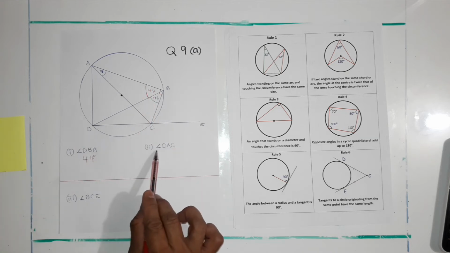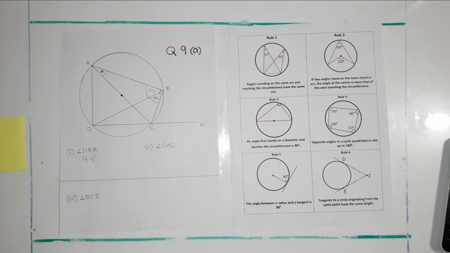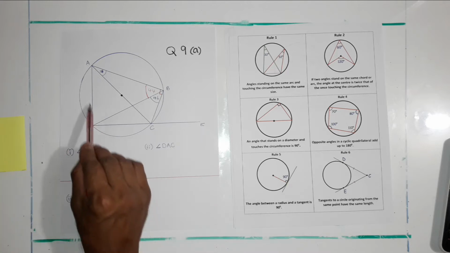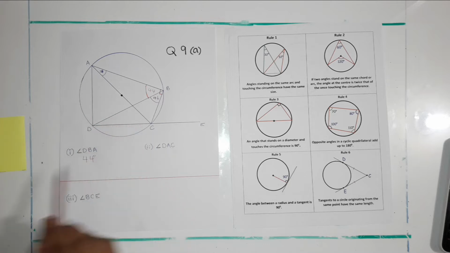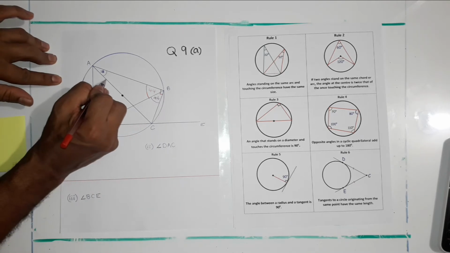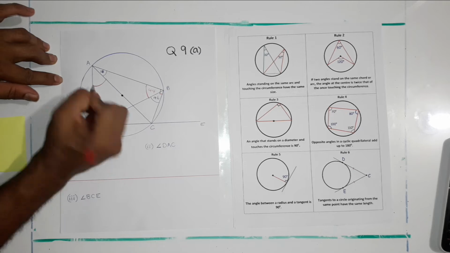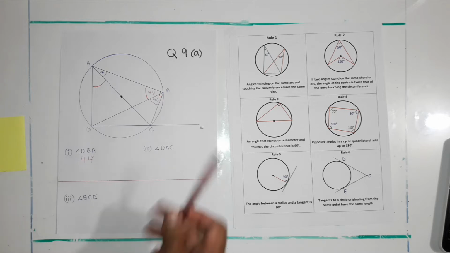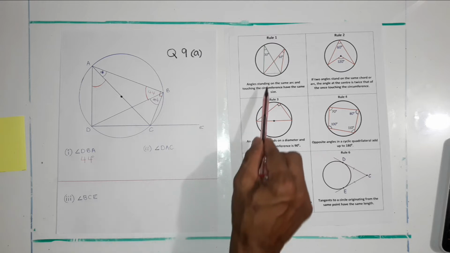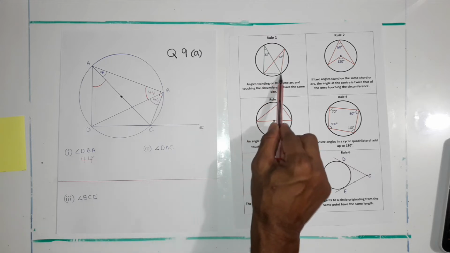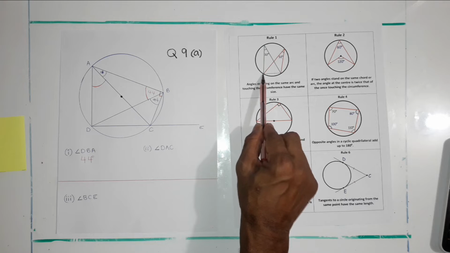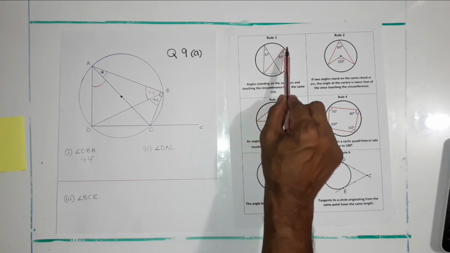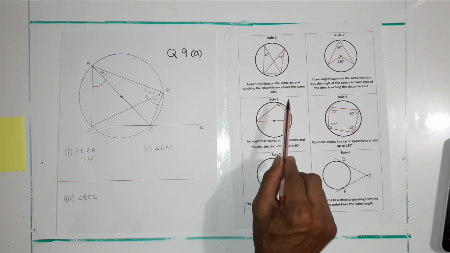Next one, angle DAC. That's this angle here. All right, angle DAC. Let's see if we can figure this out. Which rule would we use? I have a good feeling it's rule 1. Rule 1 says that if you have an arc, you notice the red one starts at the beginning of the arc, hits the circumference and bounces back to the end of the arc.